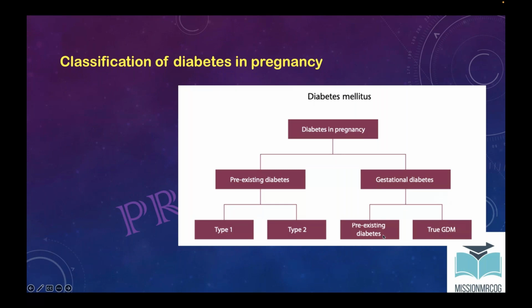And true GDM means there has been no history of any diabetes or hyperglycemia, and the patient develops diabetes. Just an overview, this is not too important.